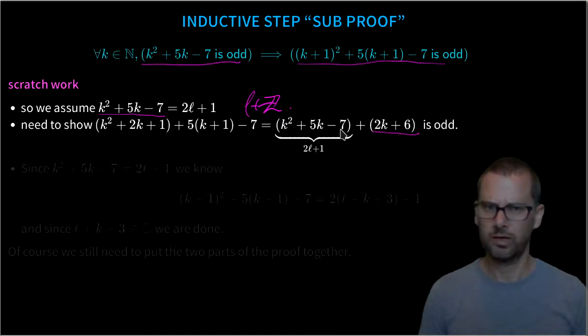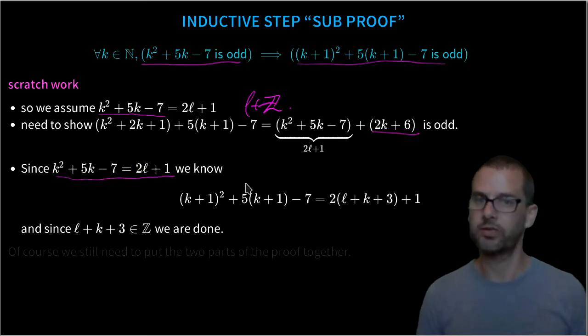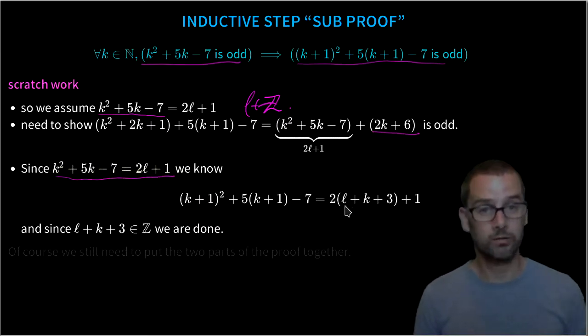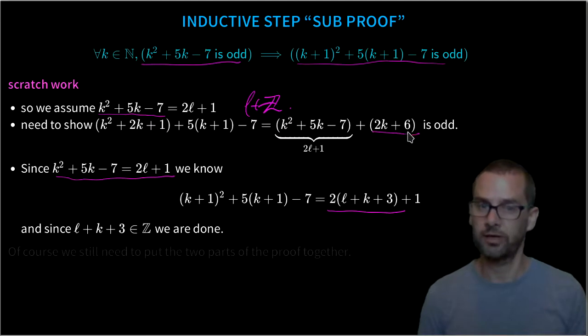And so odd number plus even number is odd. Okay, so it makes sense. But we can do this a little bit more carefully. Since we know this is 2l plus 1, we can write this quite explicitly as 2 times an integer, combining what we know about this term here and the stuff left over. So 2 times blah plus 1.